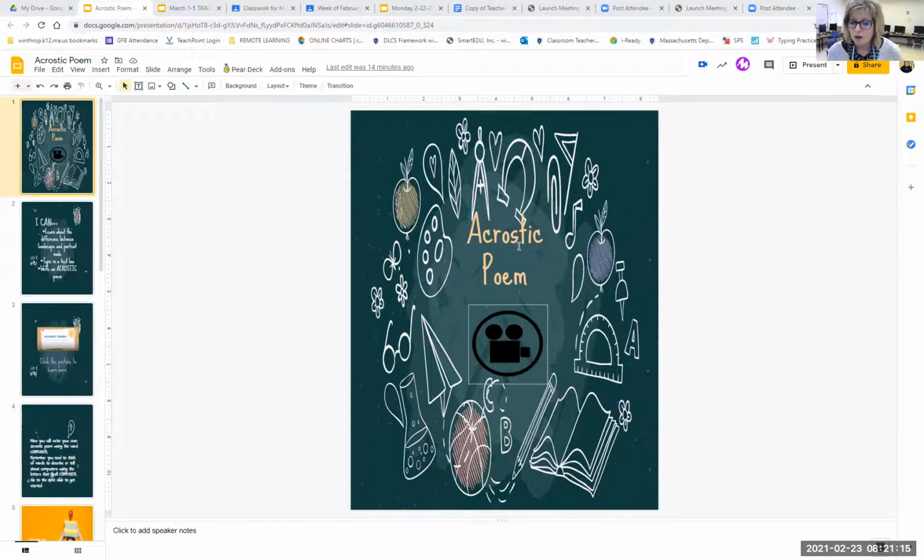We're going to learn and talk about acrostic poems. We're going to talk about text boxes. And we're going to talk about what these slides look like, because that is a special computer word that we're going to learn today too.